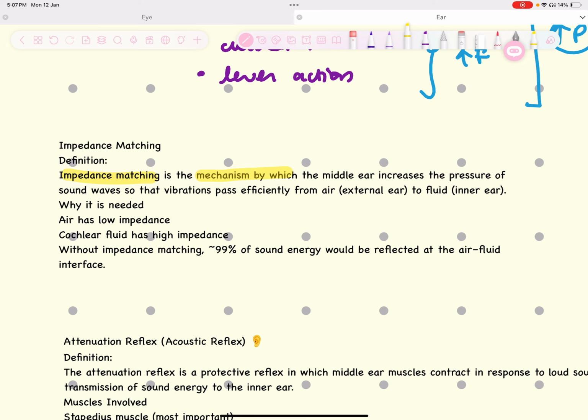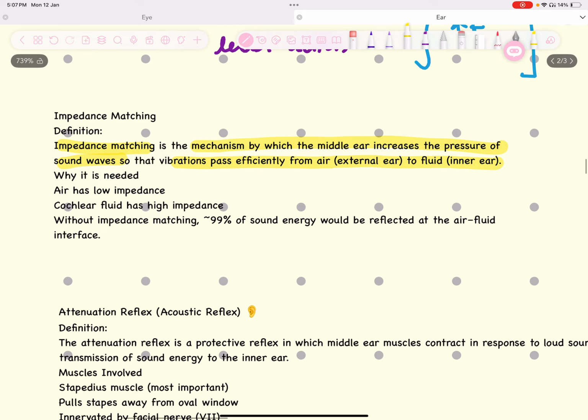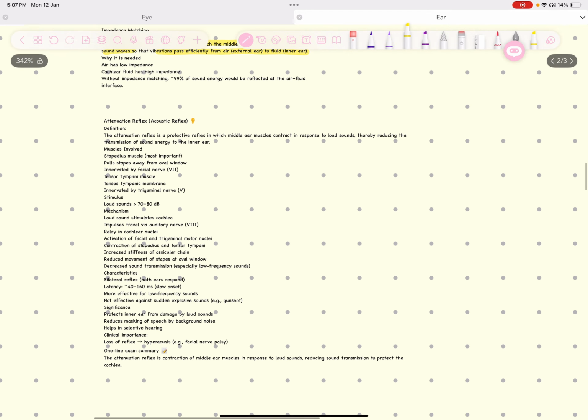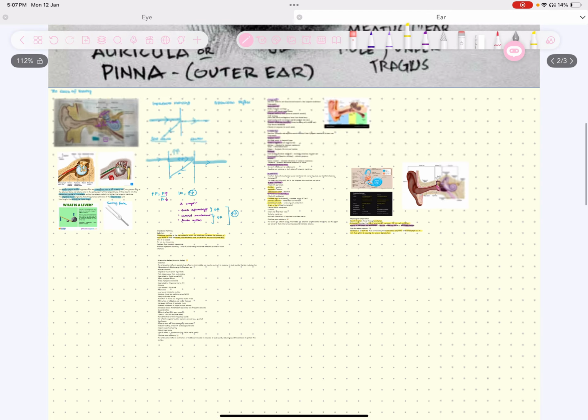Impedance matching is a mechanism by which the middle ear increases the pressure of the sound waves, so the vibrations pass efficiently from the external ear to the fluid in the inner ear. I don't think there's a need for me to recap it, but you can read it. That's it.